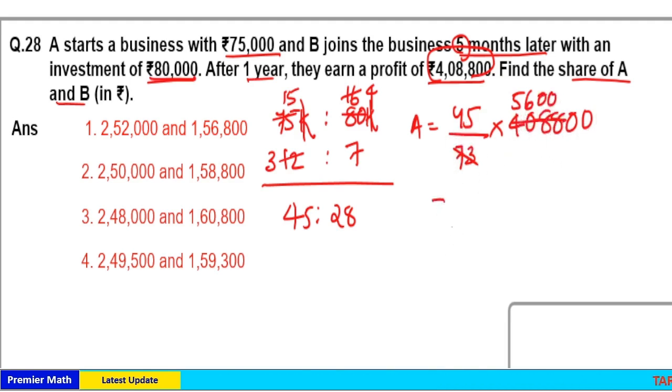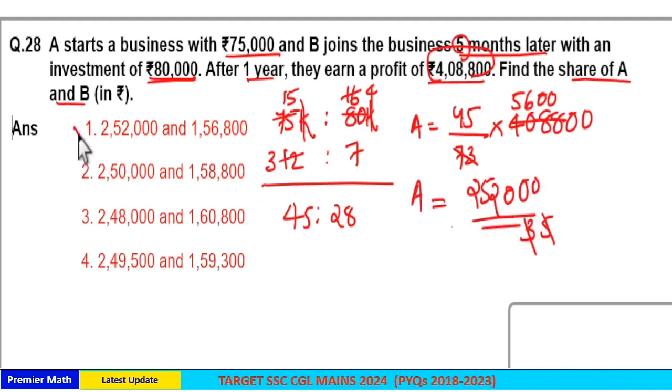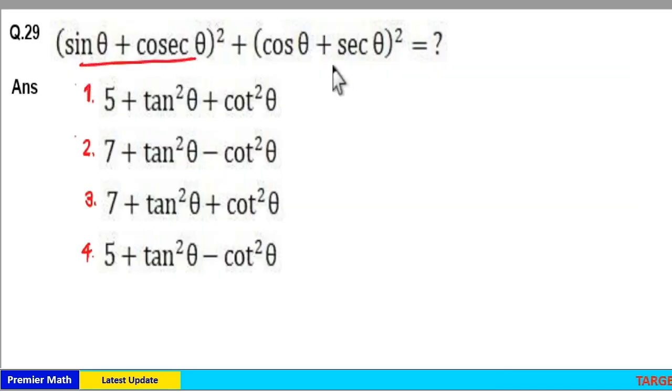So 5600 into 45. 5 into 6 is 30. Remaining 3. 5 into 5 is 25 plus 24 is equal to 49. 49 plus 3 is equal to 52. Remaining 5. 4 into 5 is 20 plus 5 is 25. So 252 and you have 00 here. So 2,52,000 is the share of A. Option 1 is your answer. And the share of B is equal to the remaining, 1,56,800.